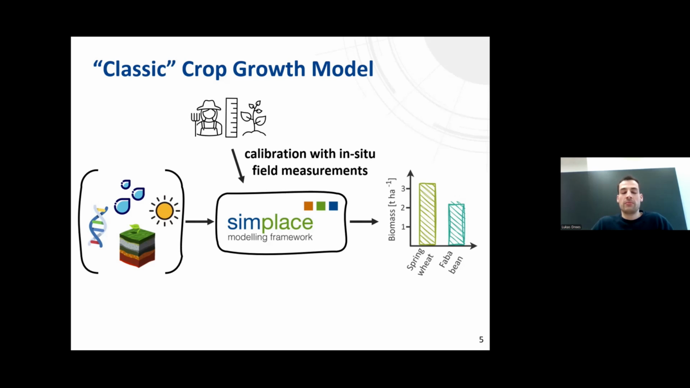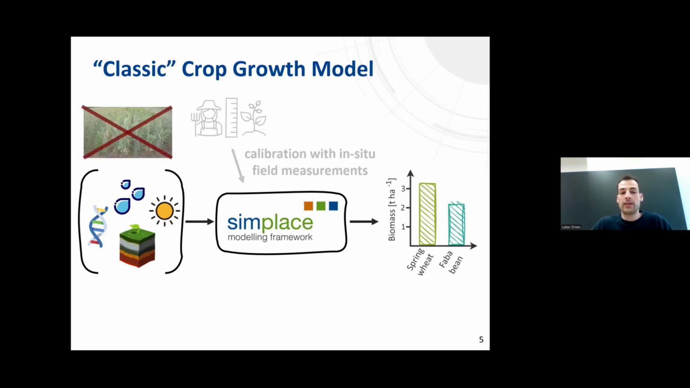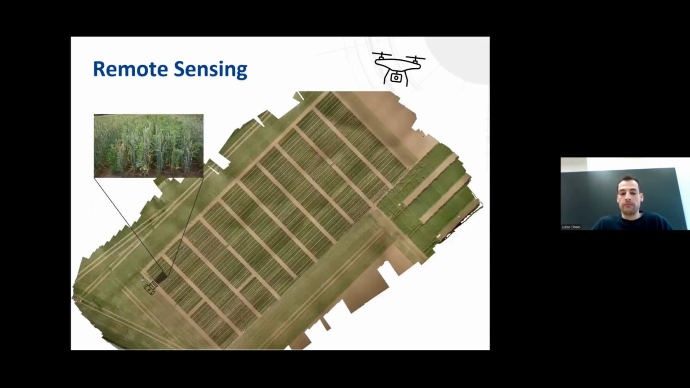And finally, which is maybe the most important thing, is Simplace makes no use of large-scale field observations. But this is something we can nowadays do quite easily using remote sensing. For example, we can use a drone equipped with a camera flying autonomously over our field. And this way we get information about the heterogeneity of our field quite fast.